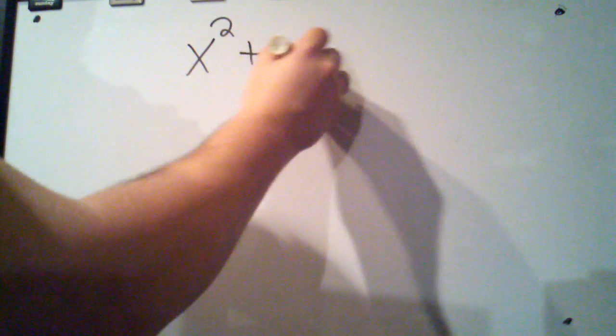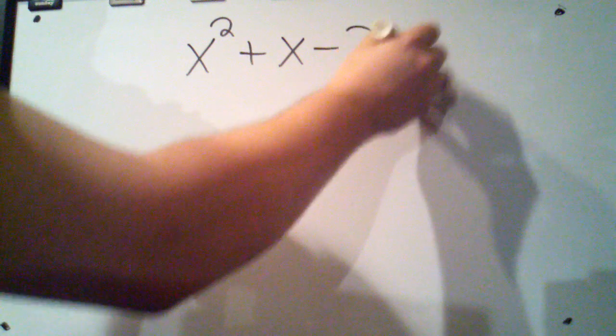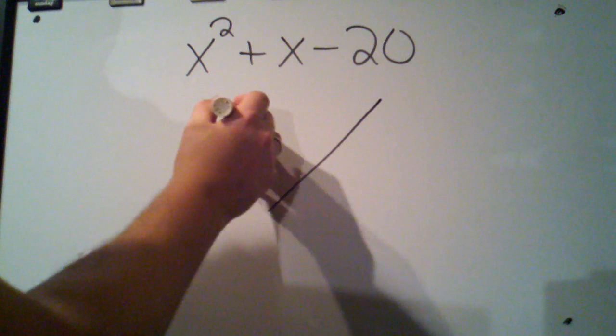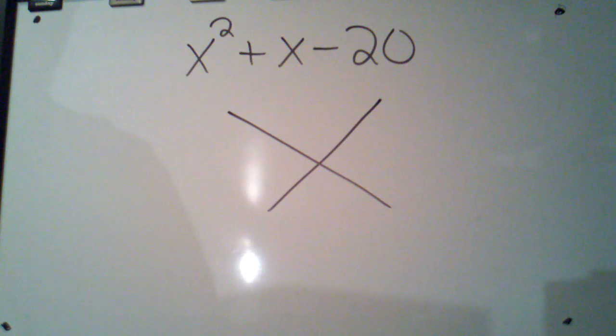In this video, I'm going to teach you how to factor trinomials using the crisscross method. Our first problem is x squared plus x minus 20. To solve this using the crisscross method, we must first draw ourselves a crisscross.